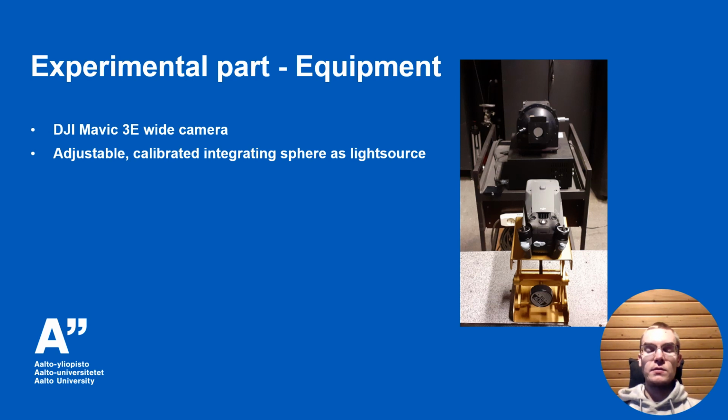Then I wanted to find out the vignetting effect through a practical approach. And for this I used a DJI Mavic 3E wide camera, which was calibrated with an adjustable calibrated integrating sphere as a light source. This calibration setup can be seen in the picture on the right.